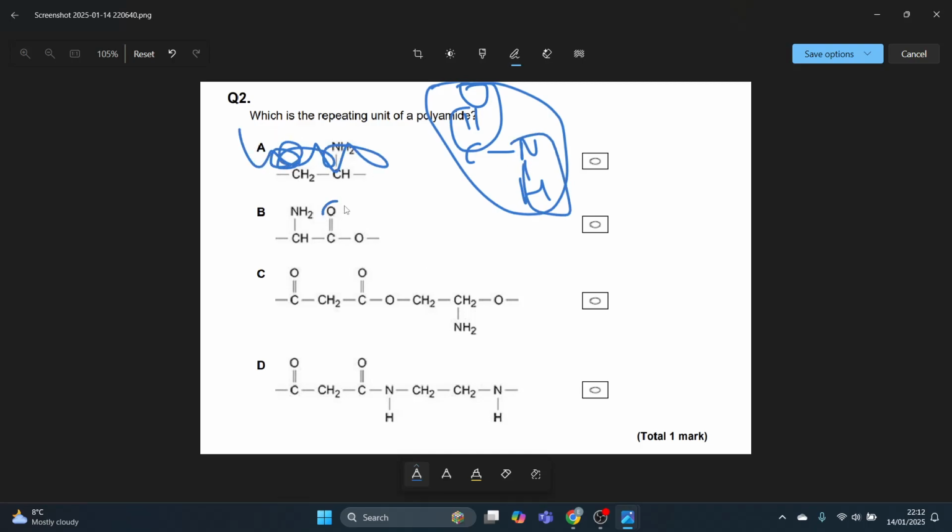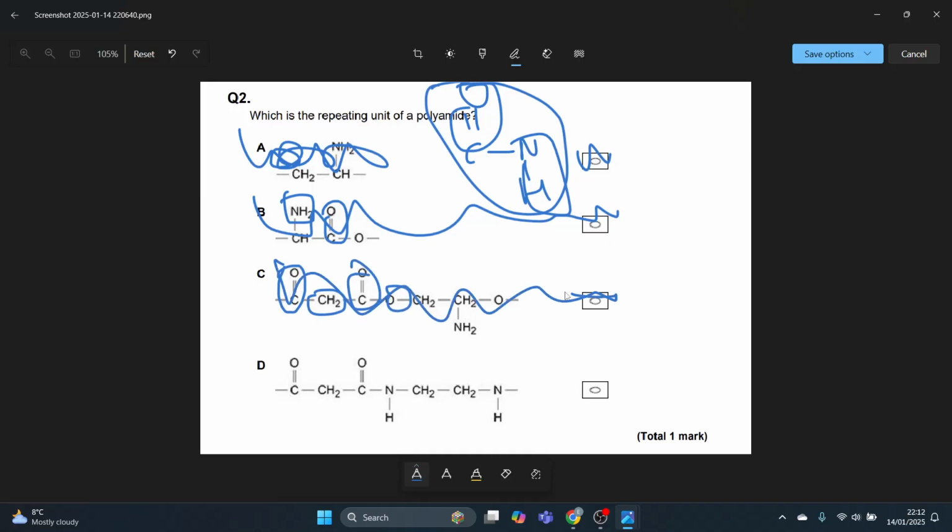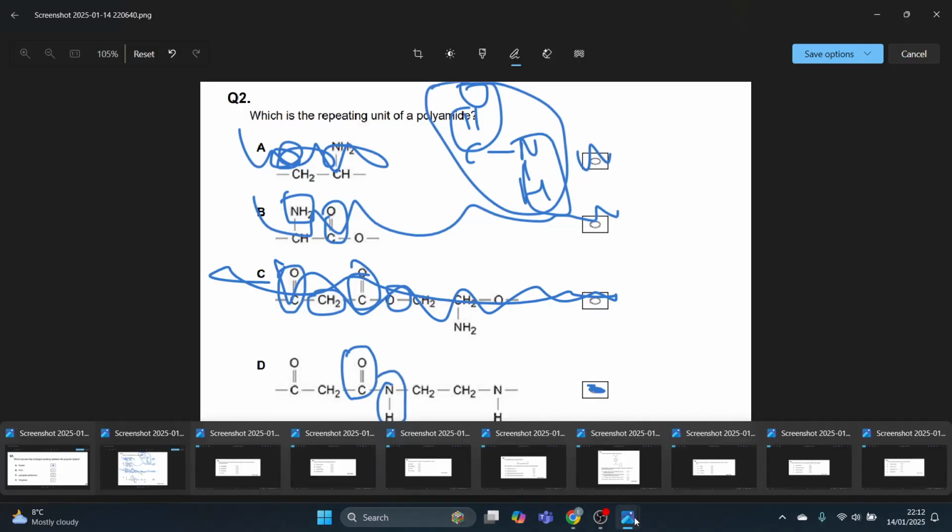B does have that, but it's not directly attached to NH. It's NH2 here, so it's not the answer. C, look, it's just got that CH2. It's not attached to an NH. Whereas in D, perfectly. That's exactly what I'm looking for: carbonyl functional group attached, and then your NH.